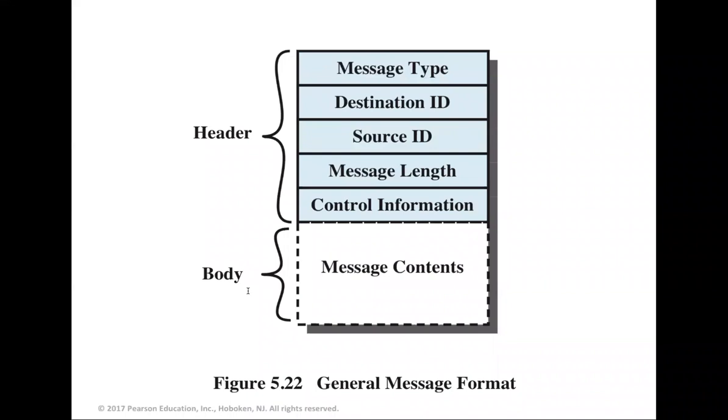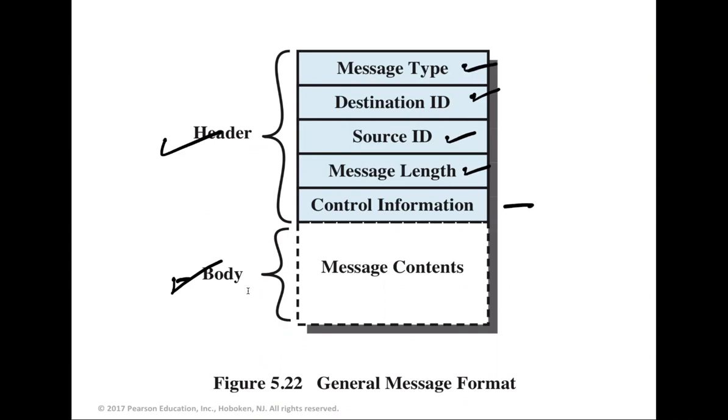A more flexible approach is to allow variable length messages. In this figure, we can see a typical message format for operating systems that support variable length messages. The message is divided into two parts, a header and a body. The header may contain information about identification of the source, the intended destination of the message, the length field, and a type field to discriminate among various types of messages.